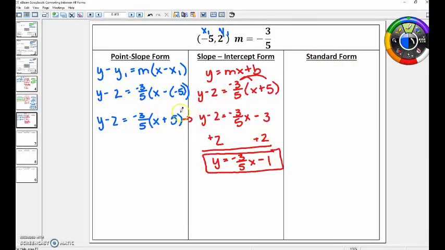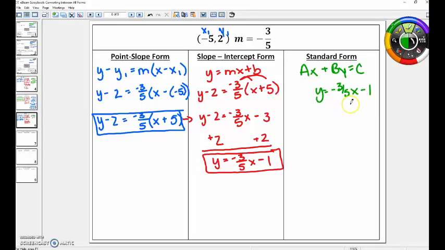So we have point-slope and we have slope-intercept form. Those are the two easy ones. Standard form can get a little tricky. So let's take our standard form equation, ax plus by equals c. We have y equals negative 3/5 x minus 1. Again, we're going to get our x and our y together, so we're going to add 3/5 x to both sides. And I have 3/5 x plus y equals negative 1. Okay, again, a is being picky.